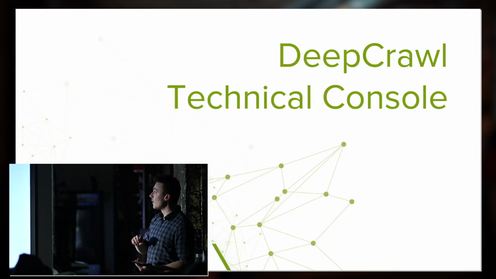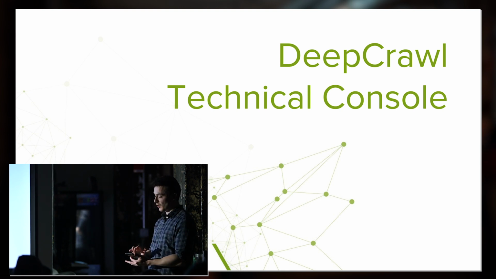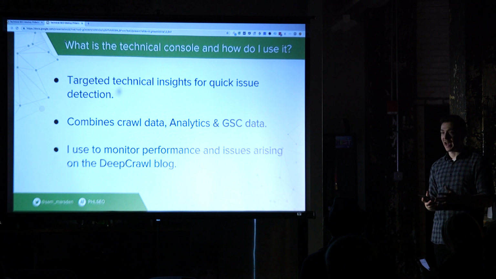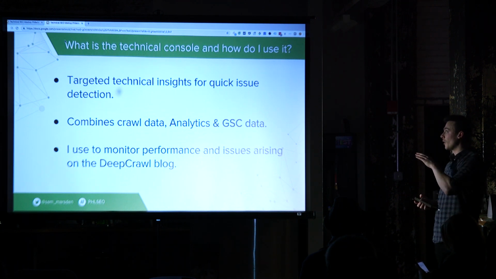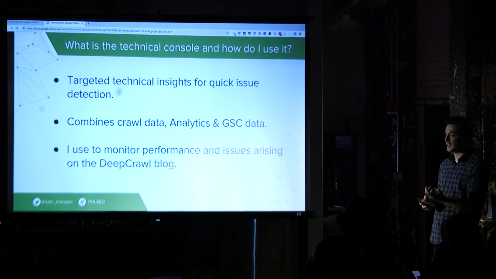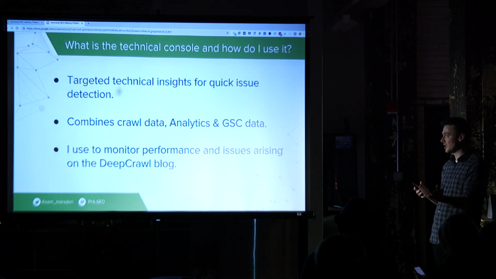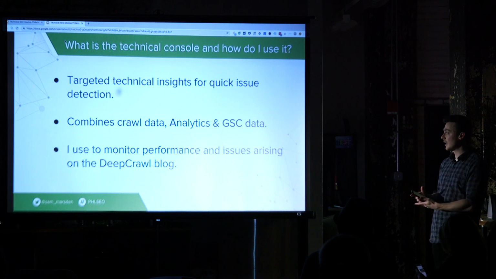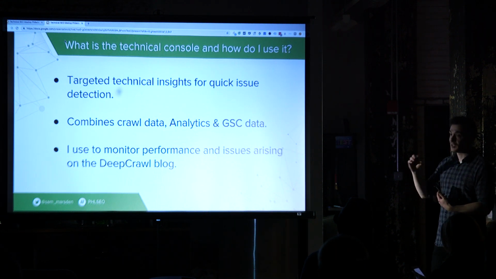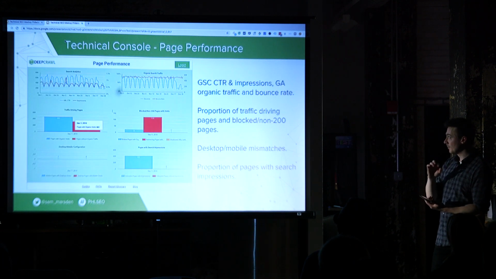Another application of DeepCrawl data within Data Studio is the technical console, which is something that Adam Gent, who's part of our product team, has created. The point in this is you're able to pick out various technical insights for quick issue detection, and you're combining different data sources again. So you've got crawl data alongside analytics and Search Console data. And this is something that I'm using to monitor the performance of the DeepCrawl blog specifically.